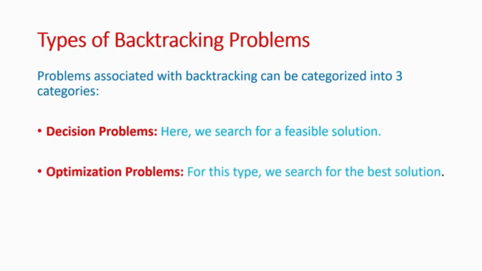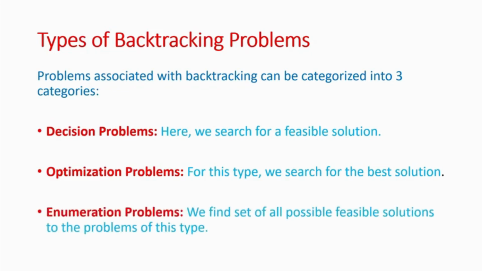Next, optimization problems. For this type, we search for the best solution. The objective is to find the best solution among the feasible ones. This often involves a cost function that needs to be minimized or a utility function that needs to be maximized.